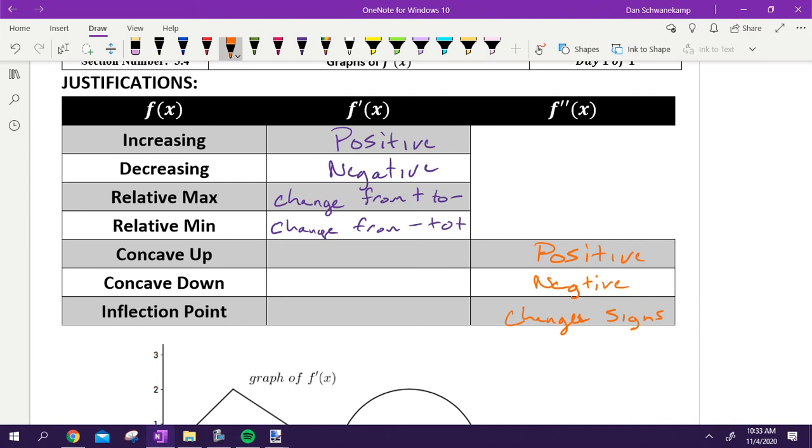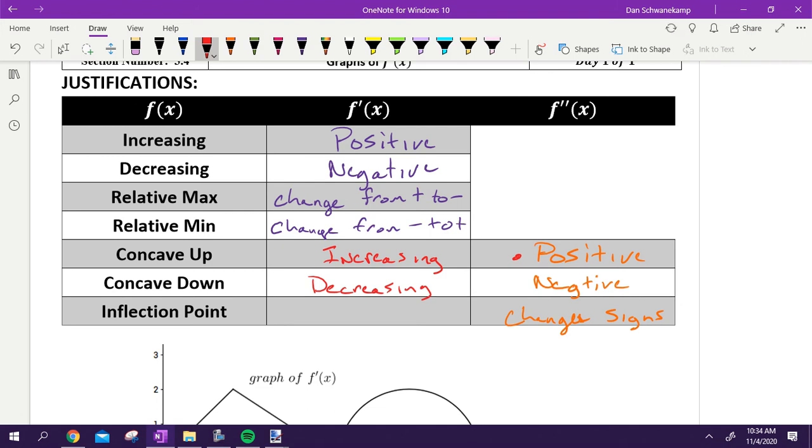Now we got to talk about it in terms of f prime, which I think is the hardest part. Michael, what's going to be true about f prime if I'm concave up? F prime is increasing. Because if f double prime needs to be positive, that means the slope of this thing needs to be positive, which is increasing. So obviously this one is decreasing.